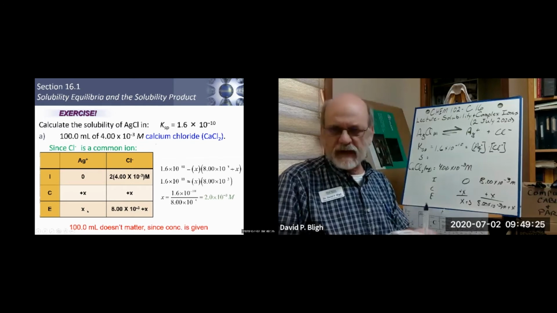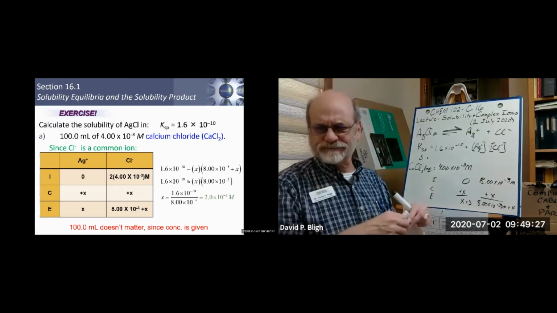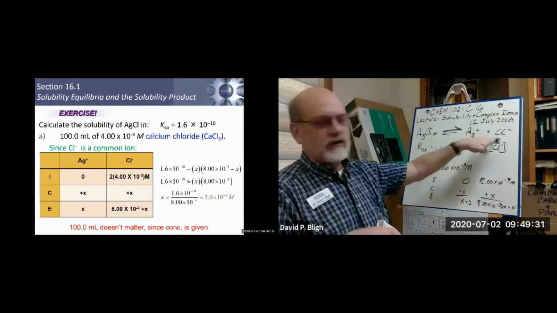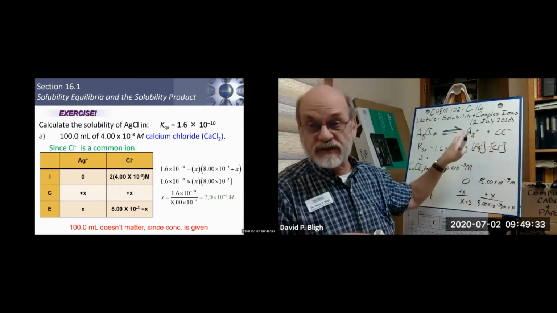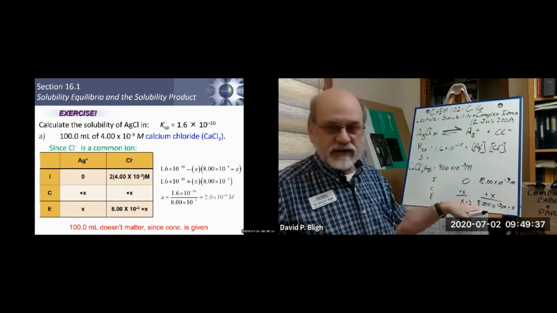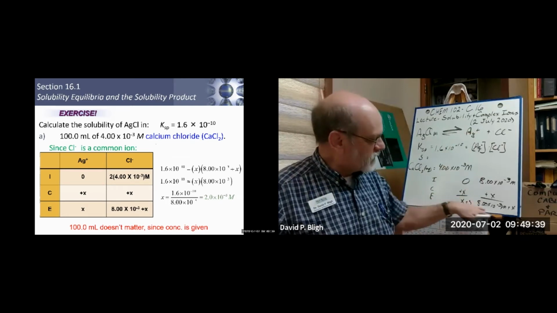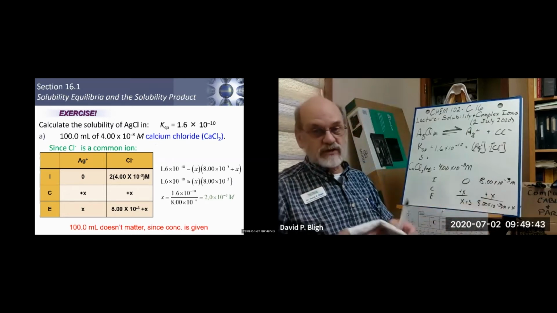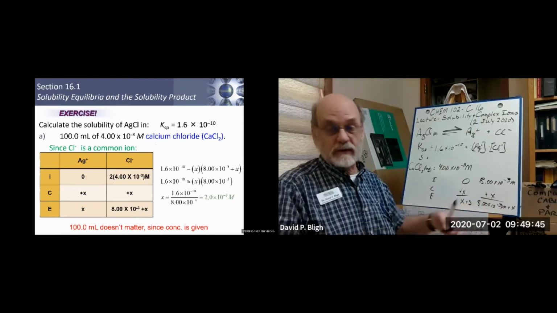Okay. Did I confuse anybody? If this reaction were by itself, then the silver and the chloride concentration would be the same. But since we already have chloride in solution, and this is the expression for the chloride concentration, then the chloride concentration hasn't changed much at all from the added amount.